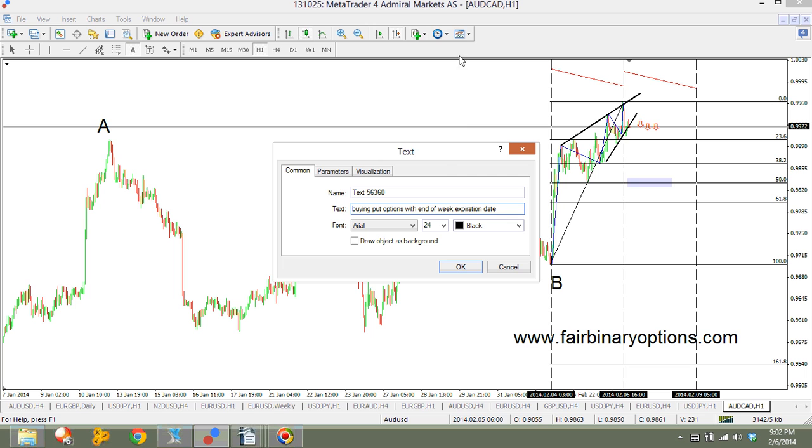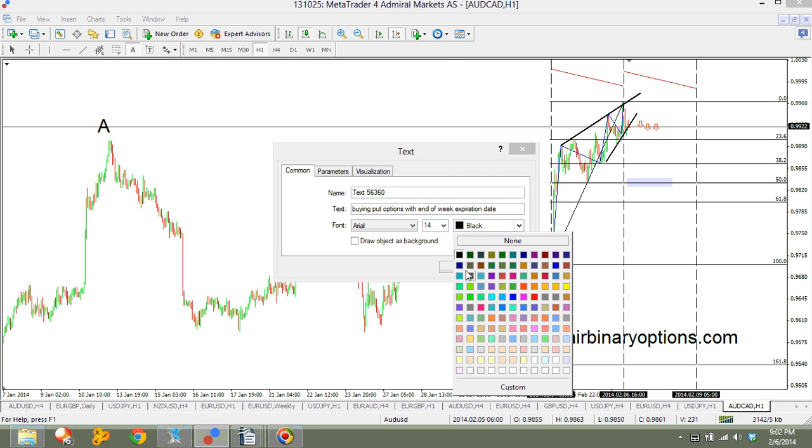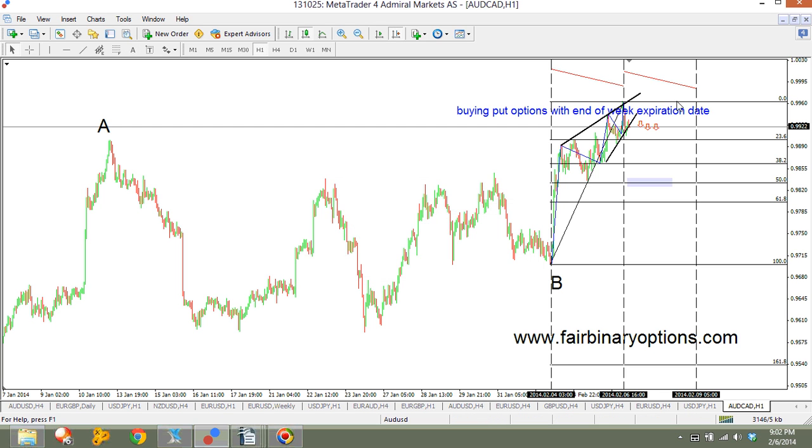And that would be our educated guess, or the logical thing to do for this rising wedge. Keep in mind, the rising wedge is falling, and therefore we're buying put options.